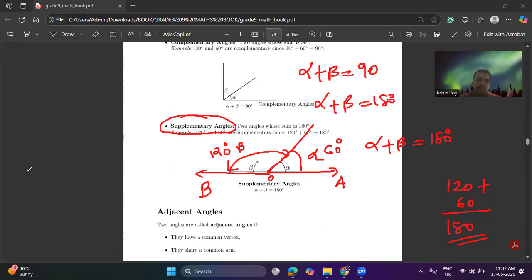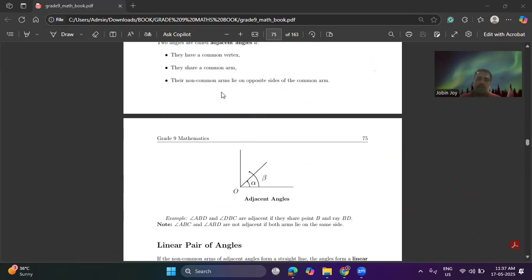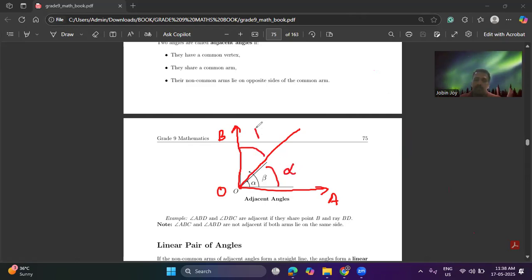Then coming to the next angle called adjacent angles. Adjacent angle means, again, we have the vertex O. This is our common arm. This is our arm OA. And this is our arm OB. And this is our another arm. So this angle is alpha and this angle is beta. So these two angles, alpha, beta, are called adjacent angles.